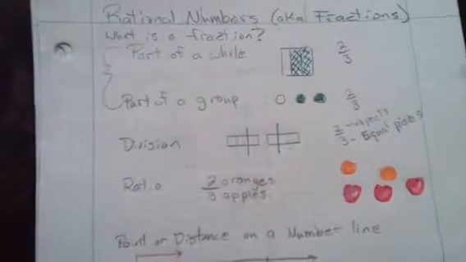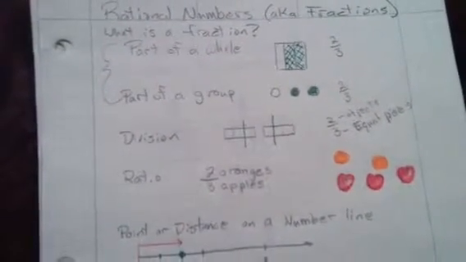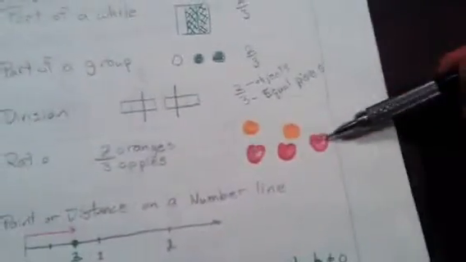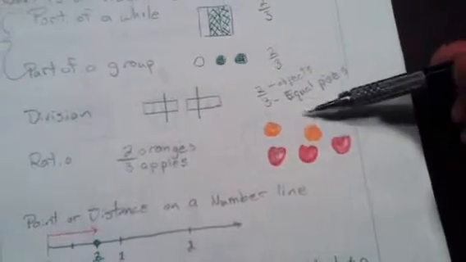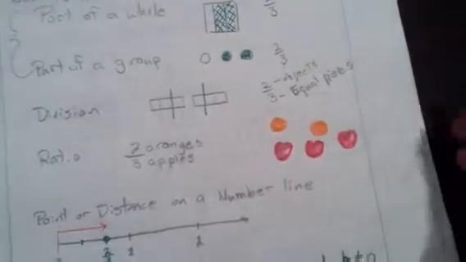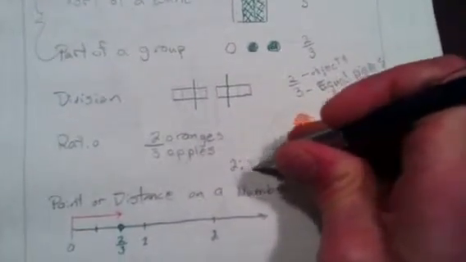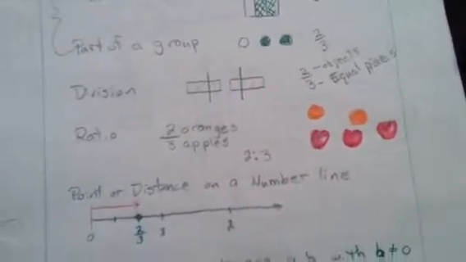Then another idea is a ratio, and there's all kinds of different ratios, from speed to cooking to proportions of different things. And so here I drew a picture of ratios of oranges to apples. So in this particular group, there are 2 oranges and 3 apples. And so the ratio of oranges to apples is 2 to 3. Sometimes ratios are written with a colon, so 2 colon 3. You might have seen that notation before. So we have 1, 2, 3. I think those are all different representations physically.